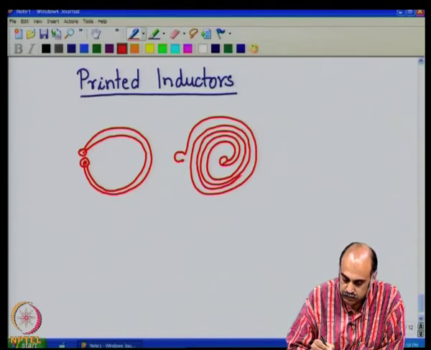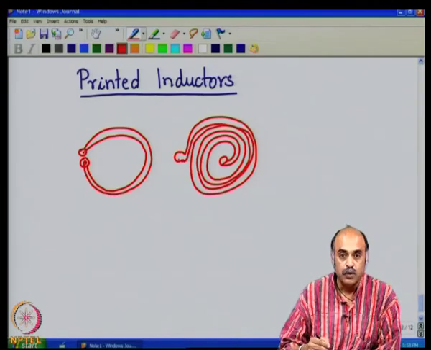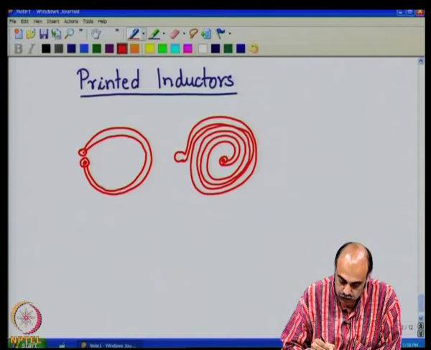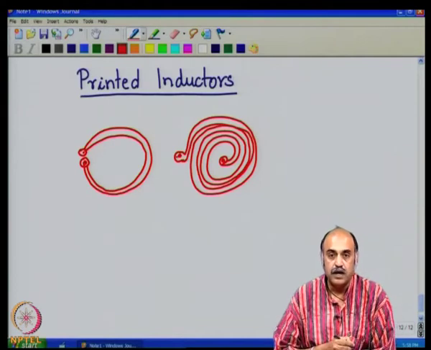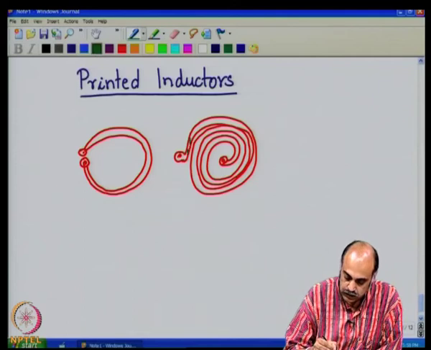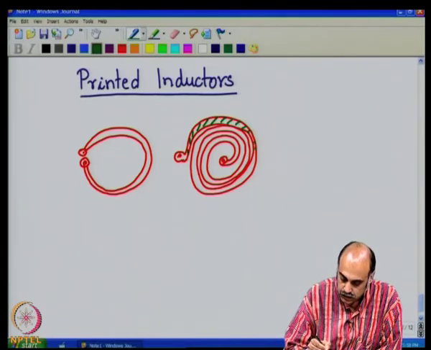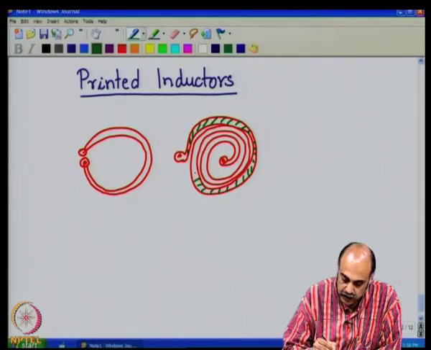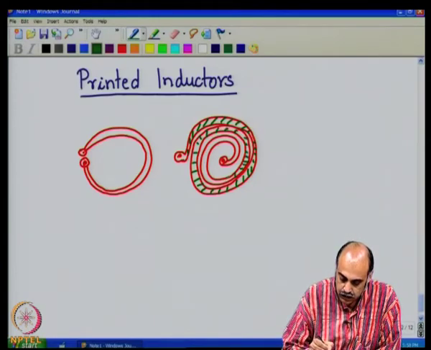So, this kind of a spiral would give you an inductor. You should understand that the spiral will give you multiple winding inductors, and the dielectric forms the core.